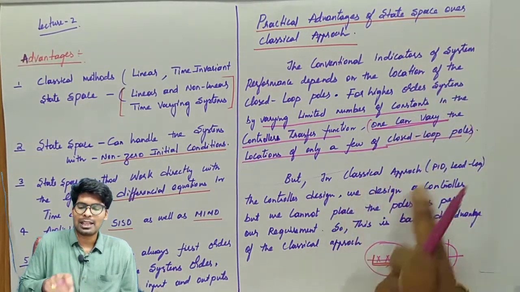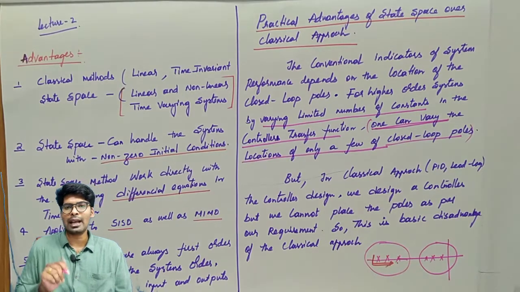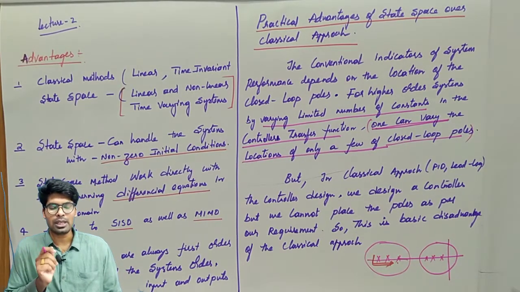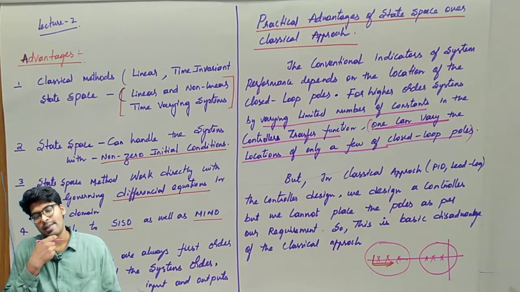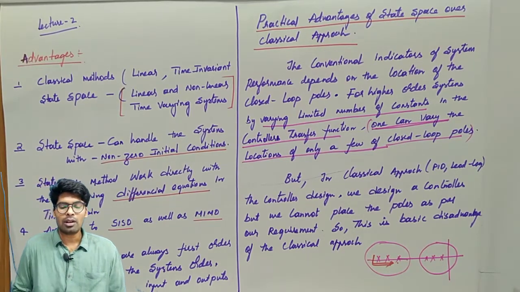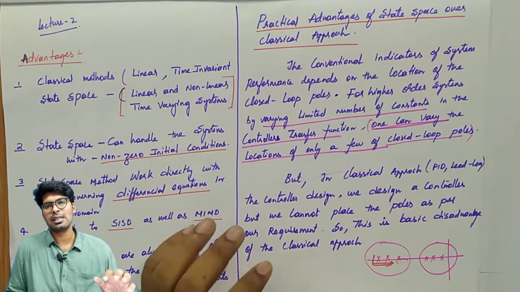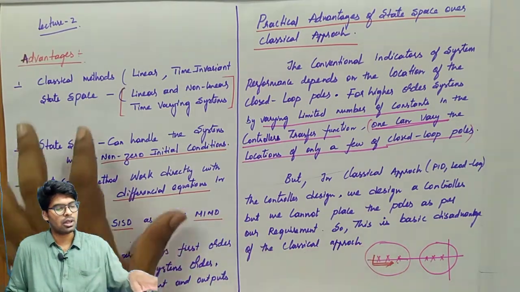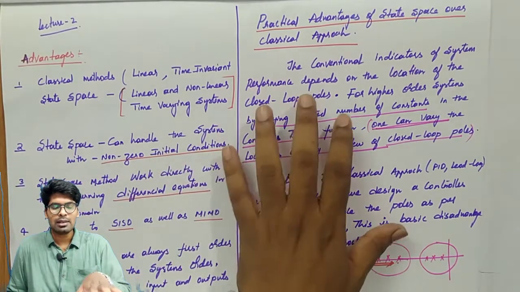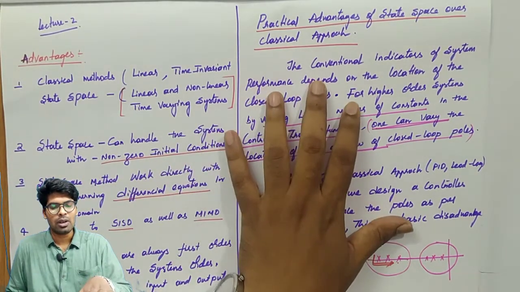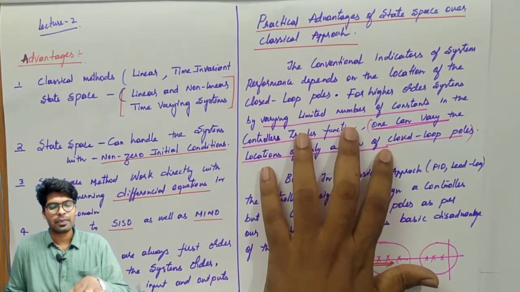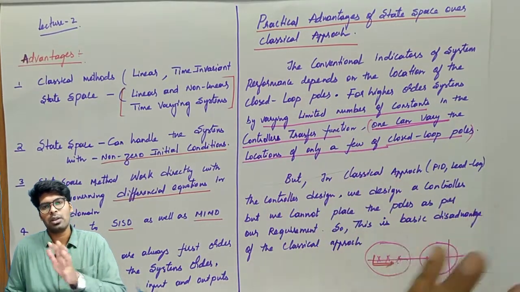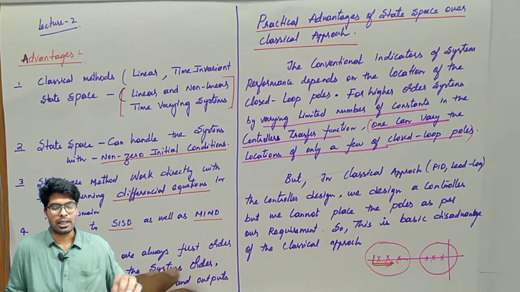But in classical approaches like PID and lead-lag controllers, the problem is that we cannot change the pole location after designing. So keeping all this in view, the state space analysis was developed and improved. These are the normal advantages, and this is the main advantage I wanted to deal with now. We can't change the location of the poles in the classical approach, and we'll deal with that.